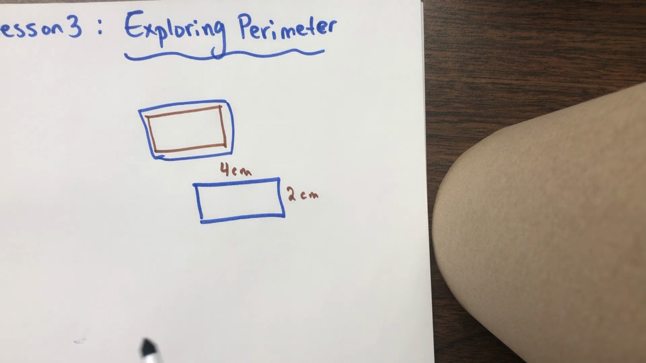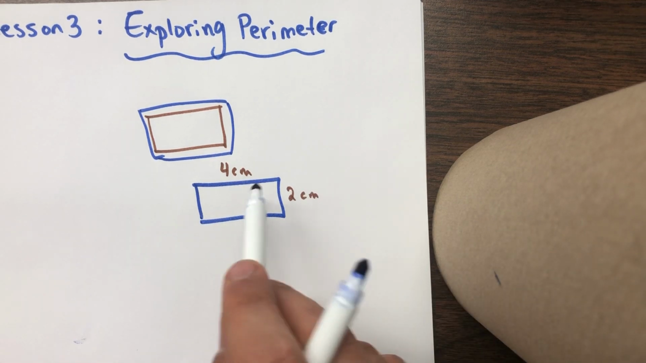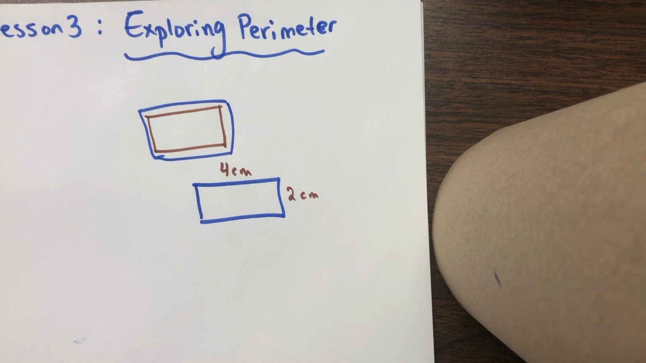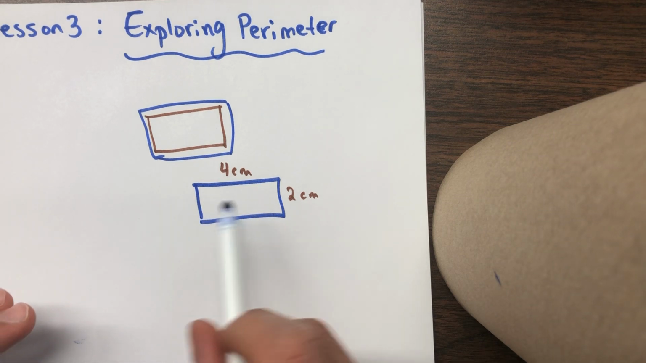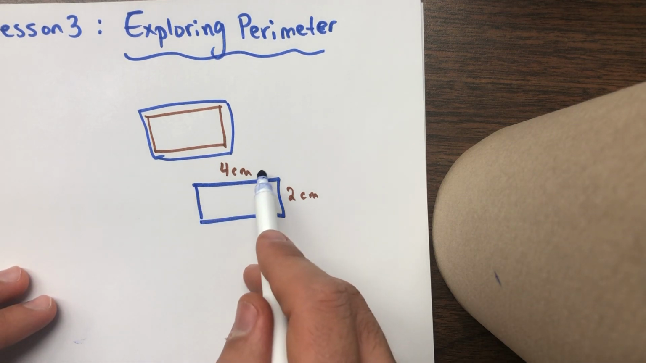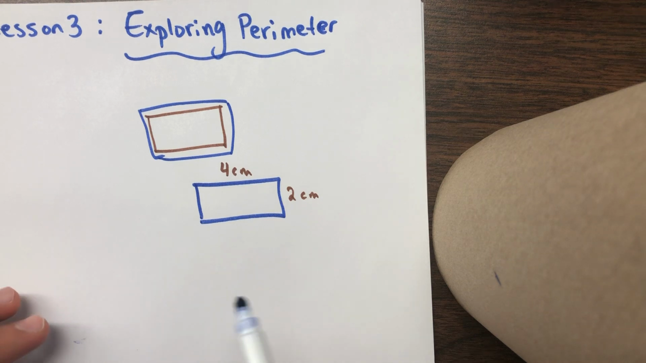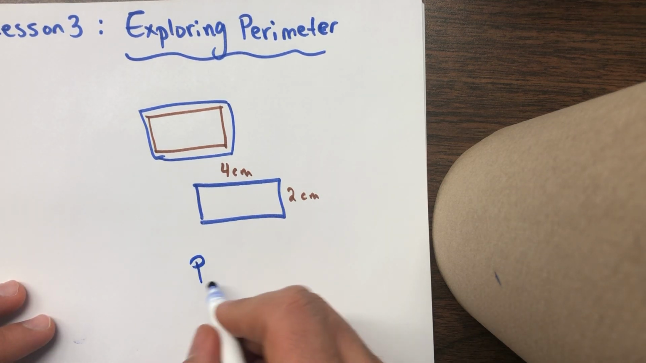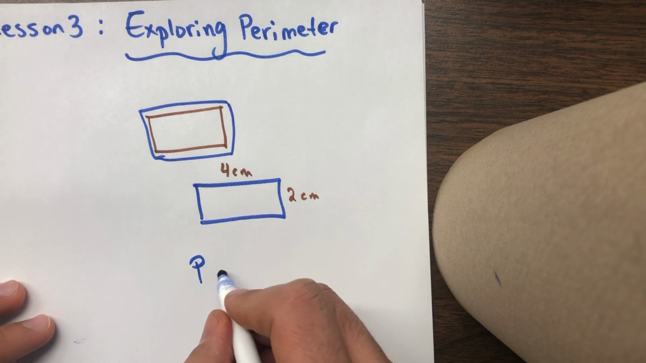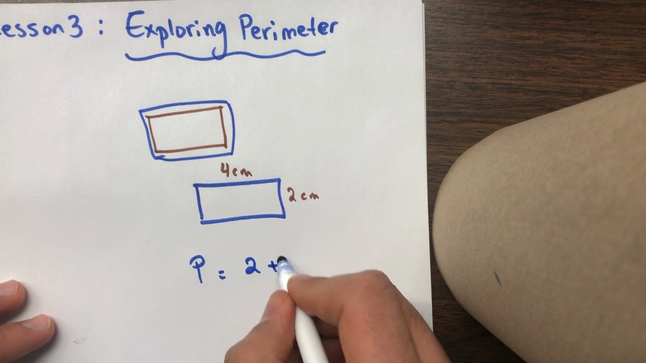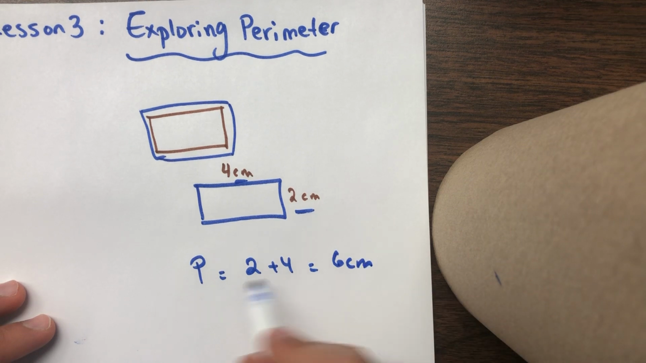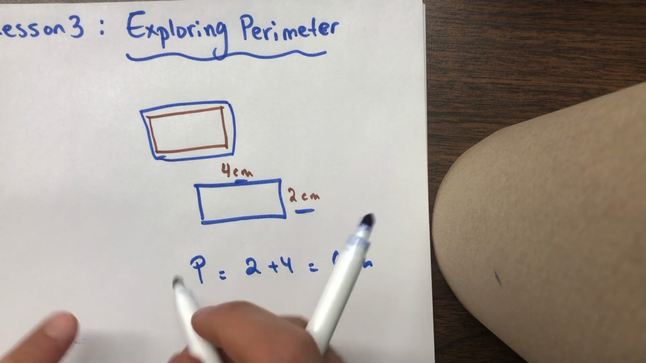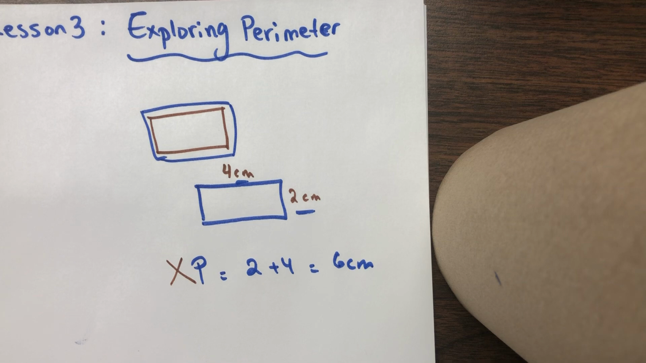I'm going to start with a common mistake that students make if I were to give a question just like this, and then we would correct that mistake. The definition of perimeter is the distance around the shape. Students would look at this shape and see one measurement here, one measurement here. So they would say perimeter, I'm just going to write P for perimeter, equals 2 plus 4, because 2 plus 4 equals 6 centimeters. The perimeter is equal to 6 centimeters, but that is incorrect.